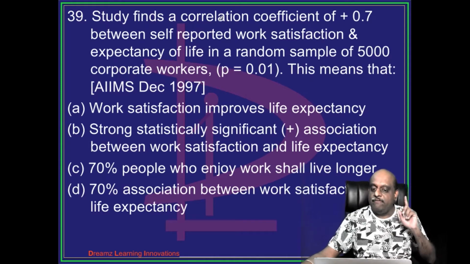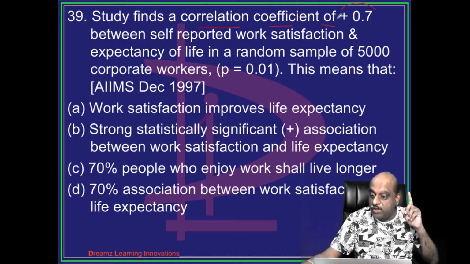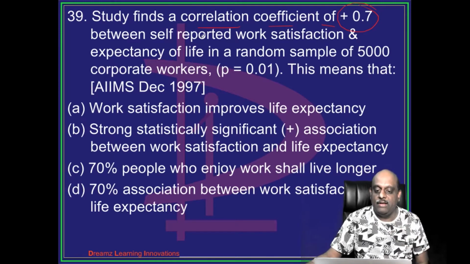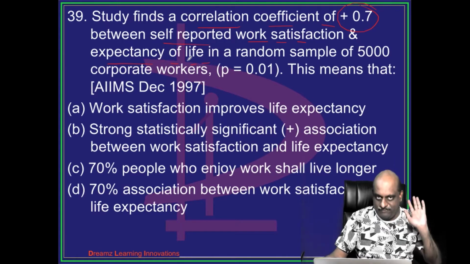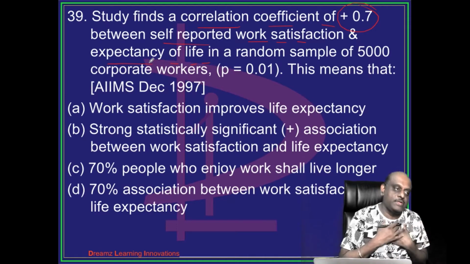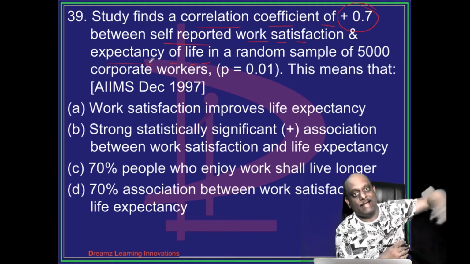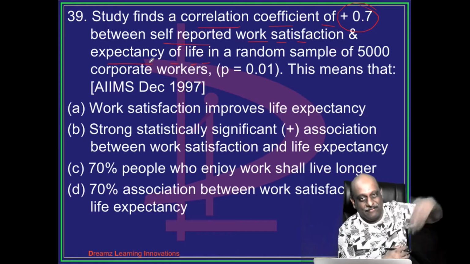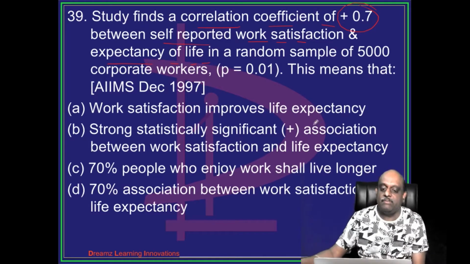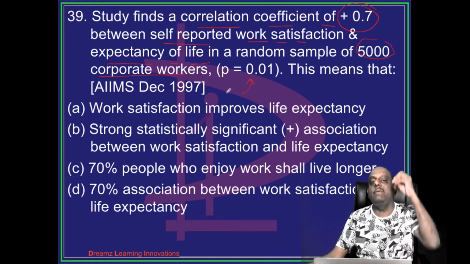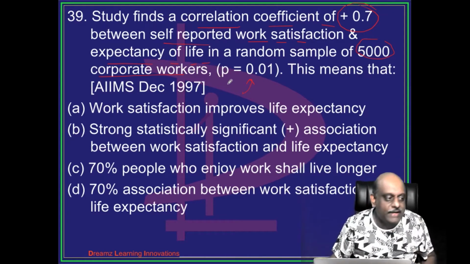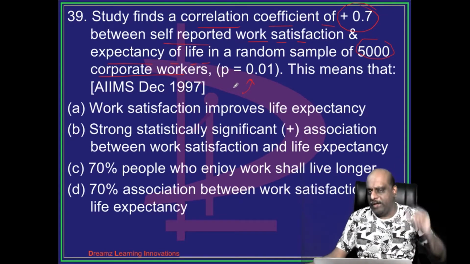So now the study finds a correlation coefficient of 0.7 between self-reported work satisfaction and life expectancy. One who has satisfaction in life, work satisfaction, has a long life. In a random sample of 5,000 corporate workers, p-value 0.01, what is the meaning of this plus 0.7 correlation coefficient? How do you interpret correlation coefficient?